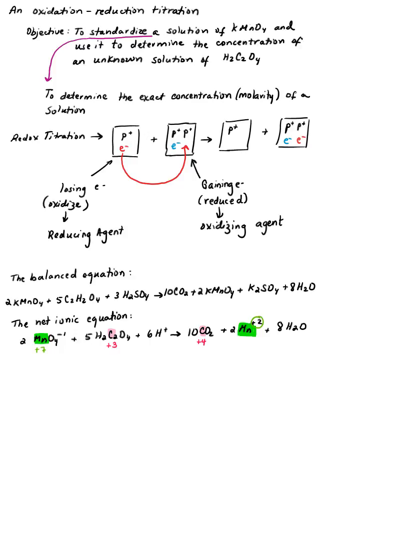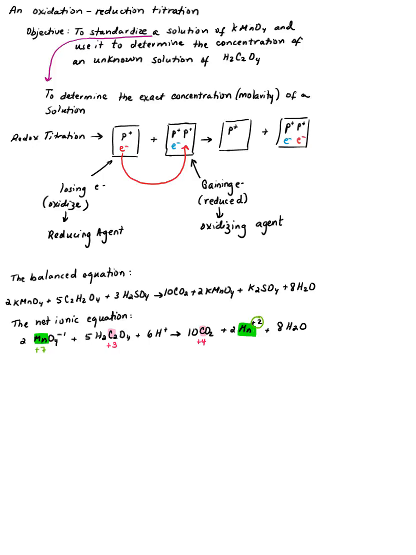An oxidation reduction titration, or a redox titration, is a titration where we're mixing two substances and a redox reaction is going to happen. So the objective for this experiment is to determine the exact concentration of a potassium permanganate solution, and we're going to be using for that a solution of a known concentration of oxalic acid.